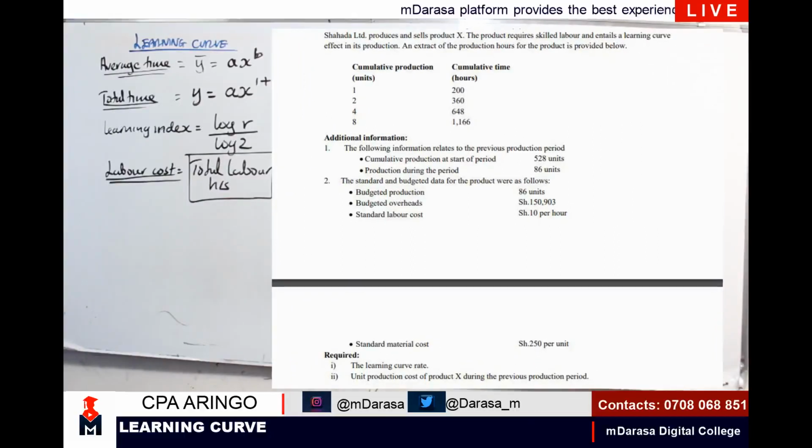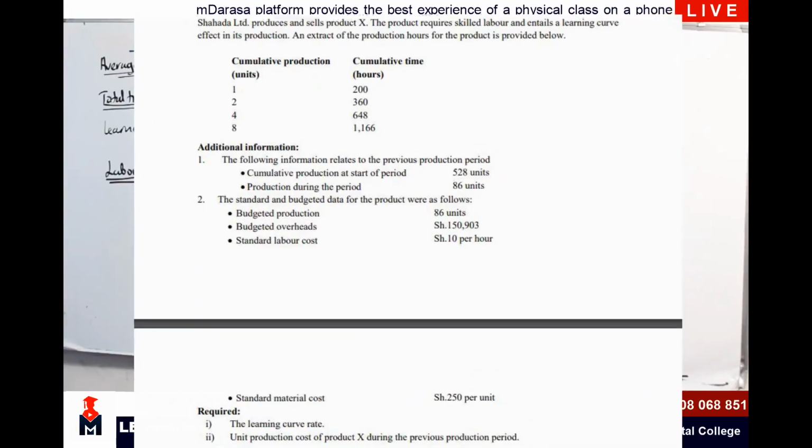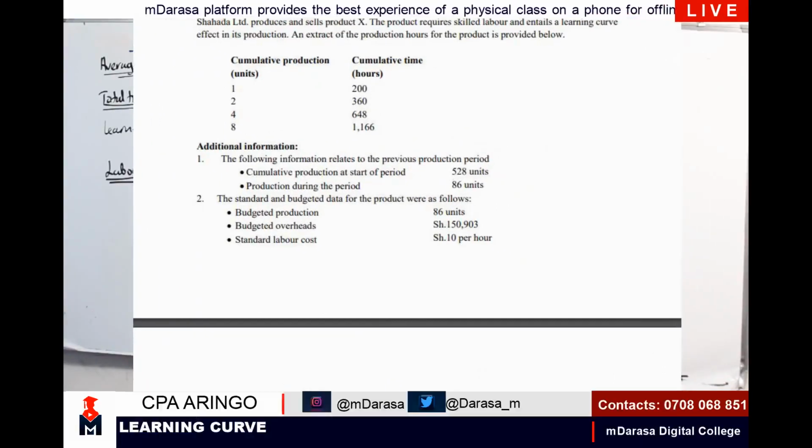Here is our question. Believing that it is very visible to all of us, we go through it together. These are what you are told: Shahada Limited produces and sells product X. The product requires skilled labor and entails a learning effect in its production. An extract of the production hours for the product is provided below.